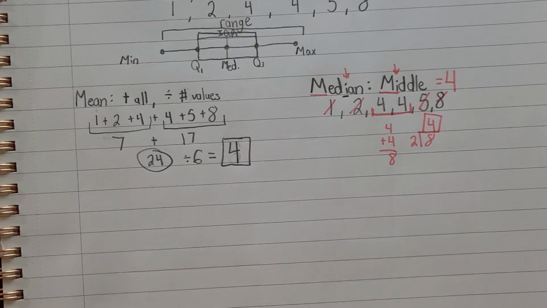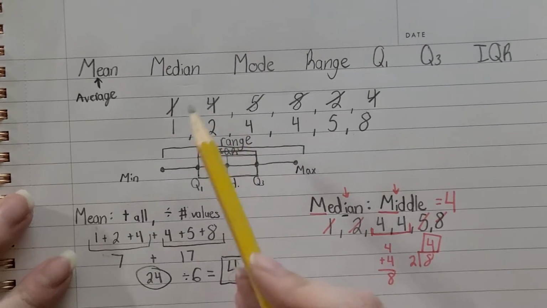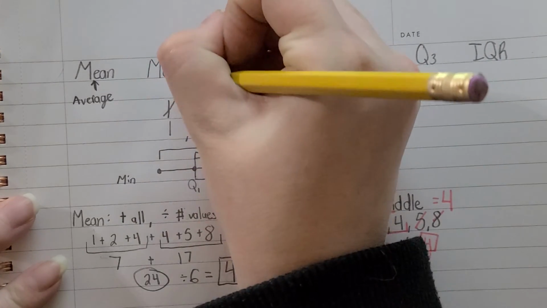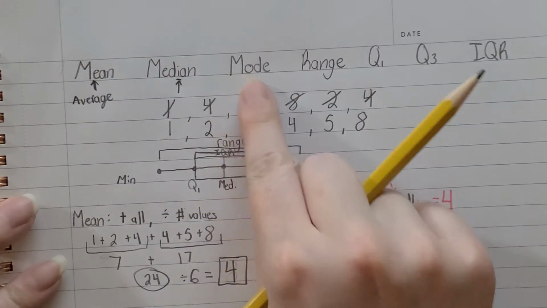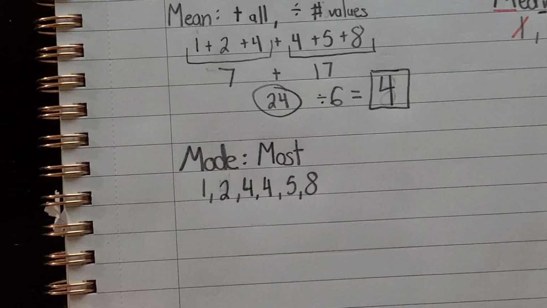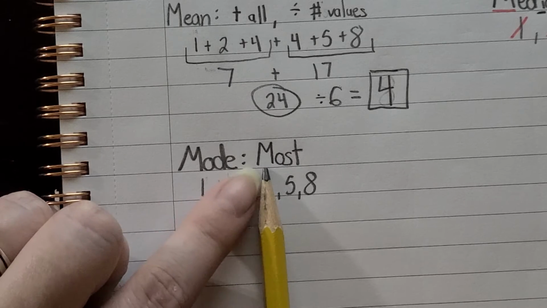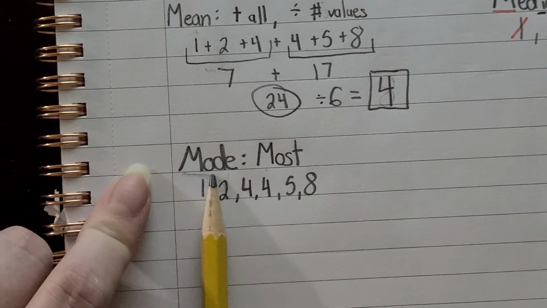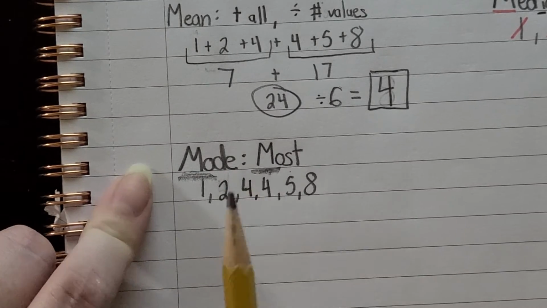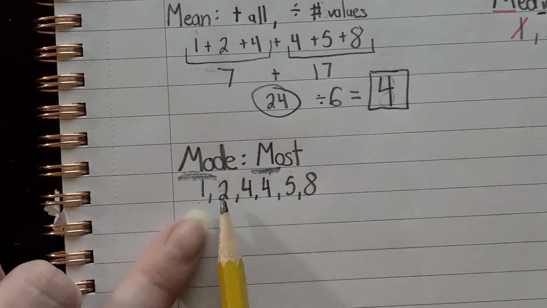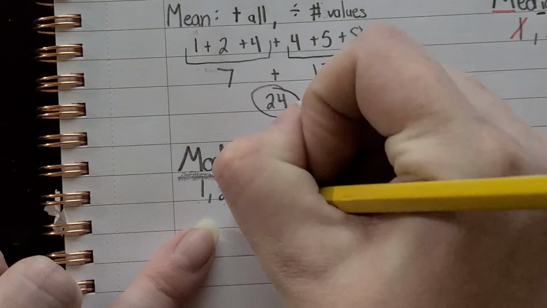All right. Next, go ahead and find your mode. What is the mode of this data set? All right. Your mode is the number that is repeated the most. If you can remember mode and most. So 1 is only once, 2 is only once, 4 is repeated twice.